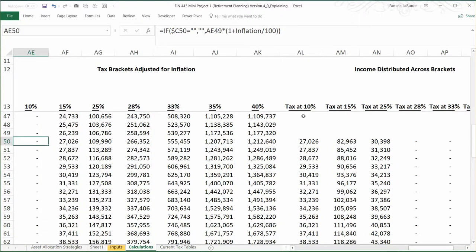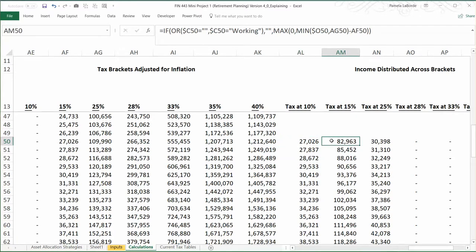So, the amount that's going to be taxed of that 140-ish thousand, the amount that will be taxed at 10% would be the amount from 0 to 27,026. And since they made more than 27,026, exactly 27,026 of that 140,000 will be taxed at 10%. Then it goes to the next column.